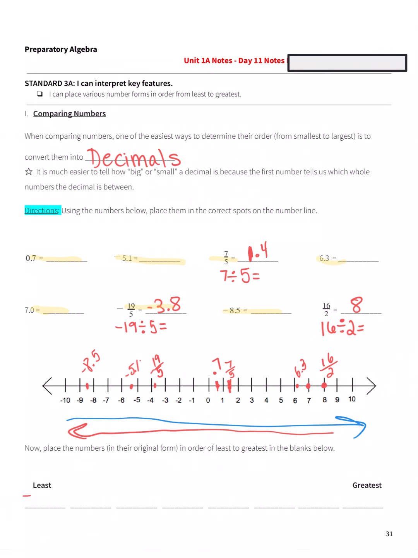So first I have negative 8 and 5/10, negative 5 and 1/10, negative 19/5, 7/10, 7/5, 6 and 3/10, 16/2. Okay, putting these in order from least to greatest was significantly faster after putting them on the number line. Let's move on to the next page.